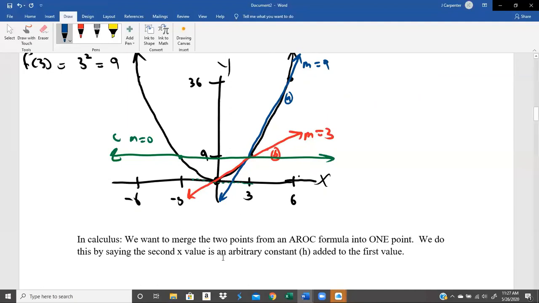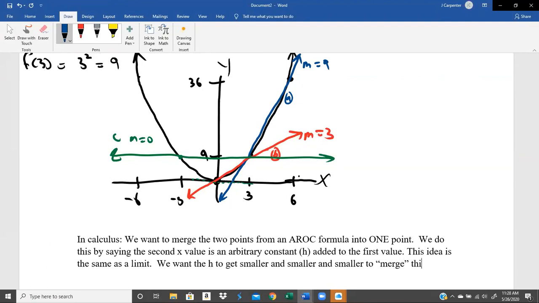So in calculus, we want to merge the 2 points. We want to take them and squish them together. We want to take the second one and slowly make it closer and closer and closer, in theory. The idea of taking a number and making it closer and closer to something sounds familiar if you watched the last class's lectures, which I know everyone has. This idea is the same as a limit. We want to get smaller and smaller to merge these points.